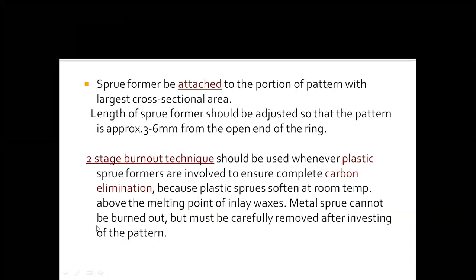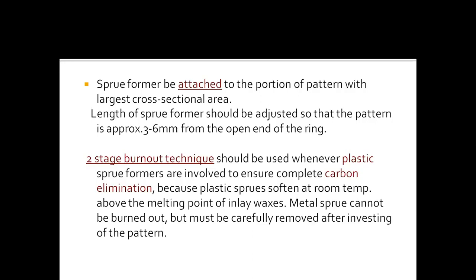Now, the sprue former is to be attached to the portion of the pattern with the largest cross-sectional area. Where should the sprue be attached? It should be attached to the portion of the casting with the largest cross-sectional area. The length of the sprue should be adjusted such that the pattern is approximately 3 to 6 mm from the open end of the ring.